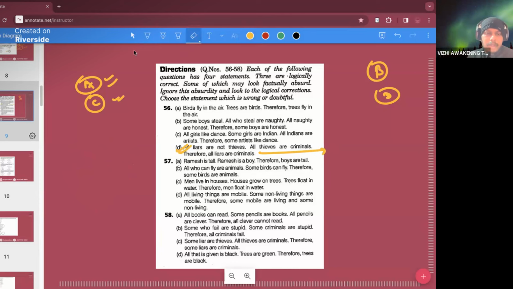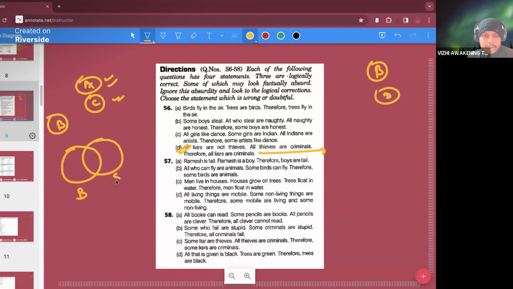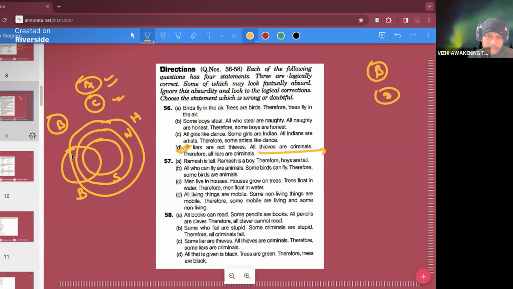Some boys steal. These are the boys and this is stealing. Some boys steal, some boys don't steal. All who steal are naughty. So this is naughty. All naughty are honest. Therefore, some boys are honest. Absolutely, some boys are honest. So B is also correct.